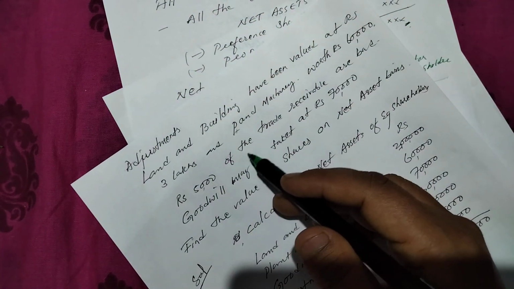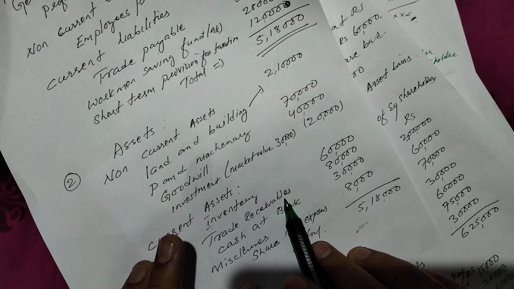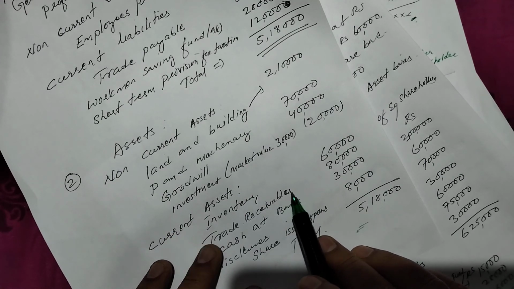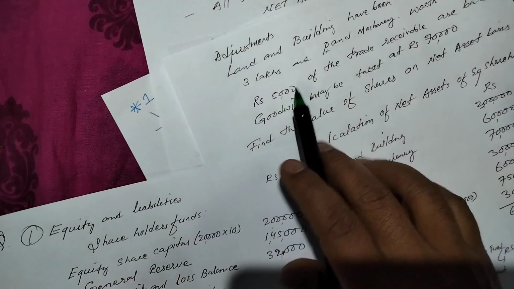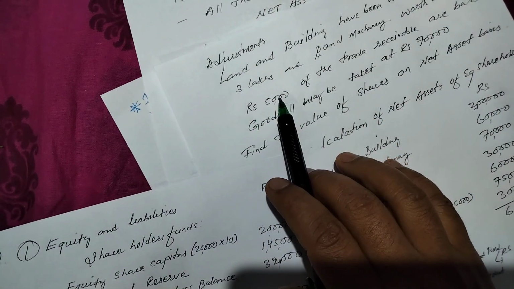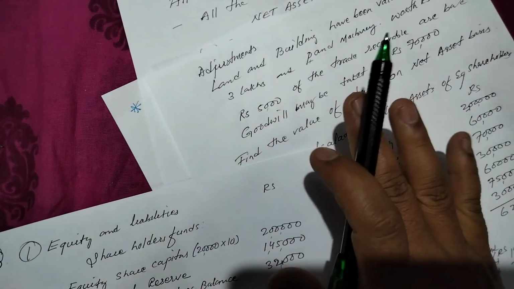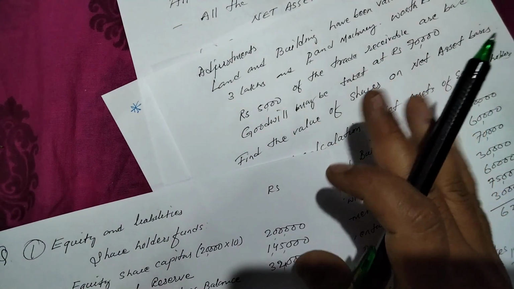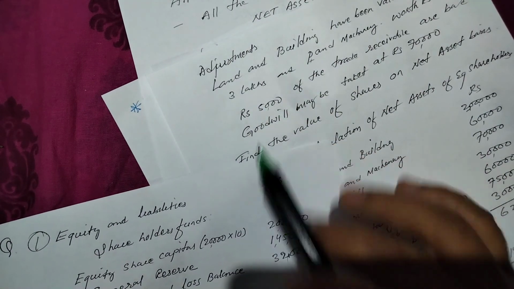Then rupees 5,000 of the trade receivable are bad. That means this is the trade receivable, the amount the company is supposed to receive, 80,000. Out of 80,000, this 5,000 got bad debt. That means the company won't be receiving this. Although the company is supposed to receive 80,000, out of that 5,000 is now bad debt. You cannot expect to recover this money. So you need to deduct 5,000 from 80,000.